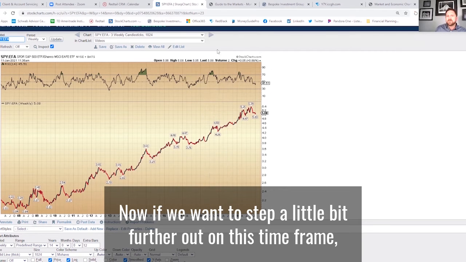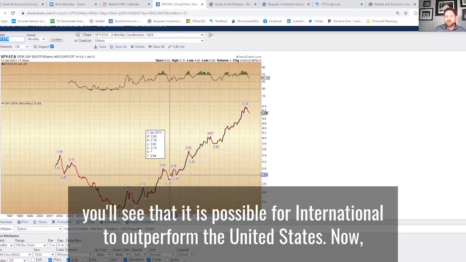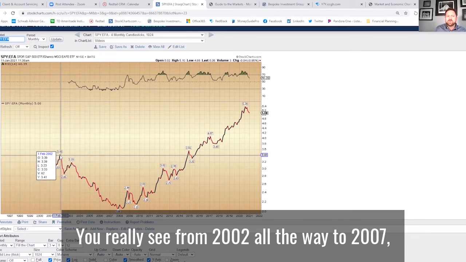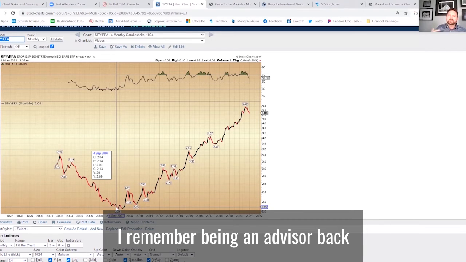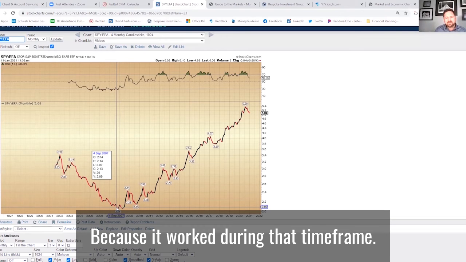Now, if we step a little bit further out on this time frame, you'll see that it is possible for international to outperform the United States. Now we're going back to June of 2001, and you really see from 2002 all the way to 2007, so a 5-year window, where international destroyed the United States. And I remember being an advisor back then, and it was very common for portfolios that had 100% stocks to be 50% international or more, right? Because it worked during that time frame.